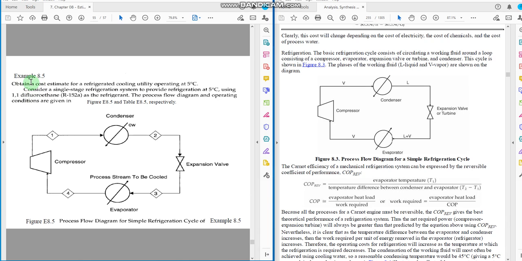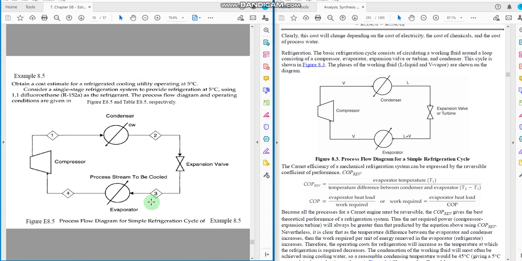Example 8.5: obtain a cost estimate for the refrigerated cooling utility operating at 5 degrees C. For this one, the process temperature specified is 5 degrees C. For stream number 3, the temperature is 5 degrees C, and we have to estimate the cost for the refrigerated cooling utility. So we have to see how much cost is required for the cooling.